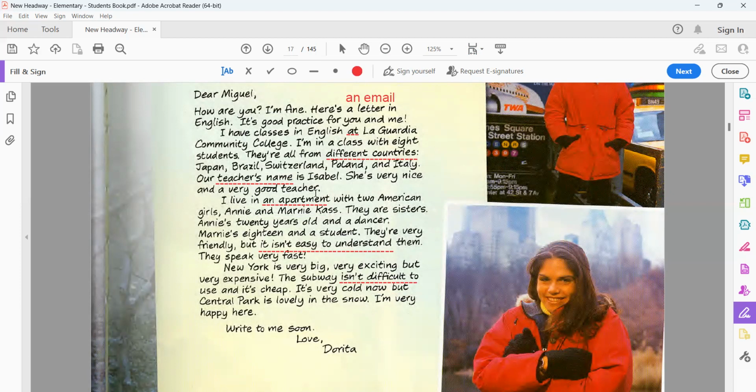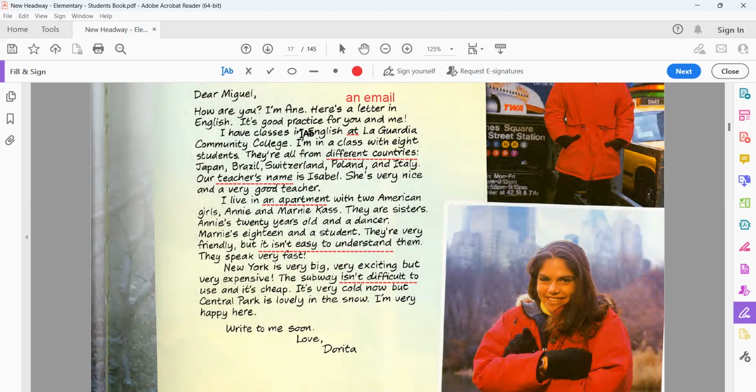Okay, so the names are different here. Dear Nabil, and this is Fahad. It's okay. And here is an email. Here is a letter. The same, no problem. So again, this letter or this email is in English. So it's a good practice for you and me because we practice English together.